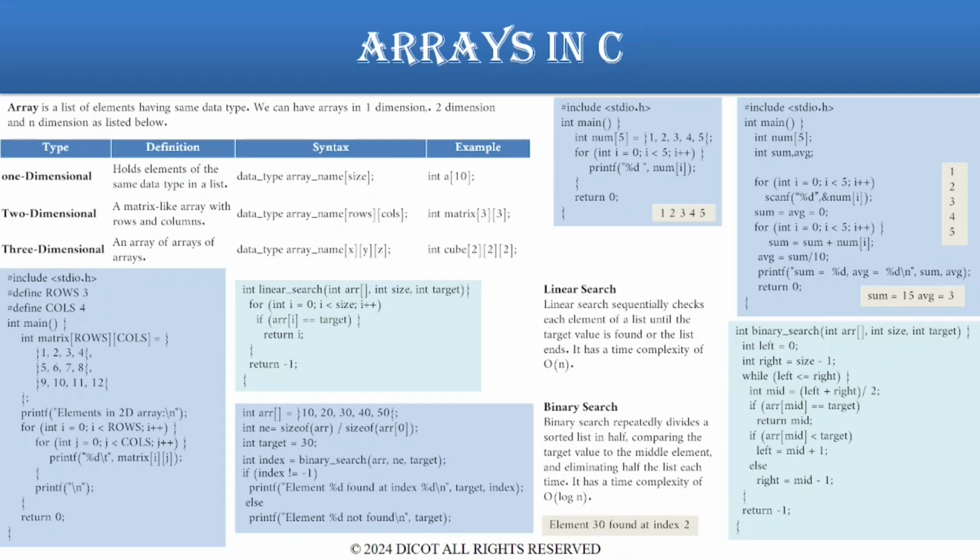A two-dimensional array is a matrix-like array with rows and columns. Let's see an example. In the given example, we have defined a two-dimensional array with 3 rows and 4 columns. Matrix is a two-dimensional array. We have initialized a matrix with some values. 1, 2, 3, 4 is the first row, 5, 6, 7, 8 is the second row, 9, 10, 11, 12 is the third row. Similarly, 1, 5, 9 is the first column, 2, 6, 10 is the second column, 3, 7, 11 is the third column, 4, 8, 12 is the fourth column.